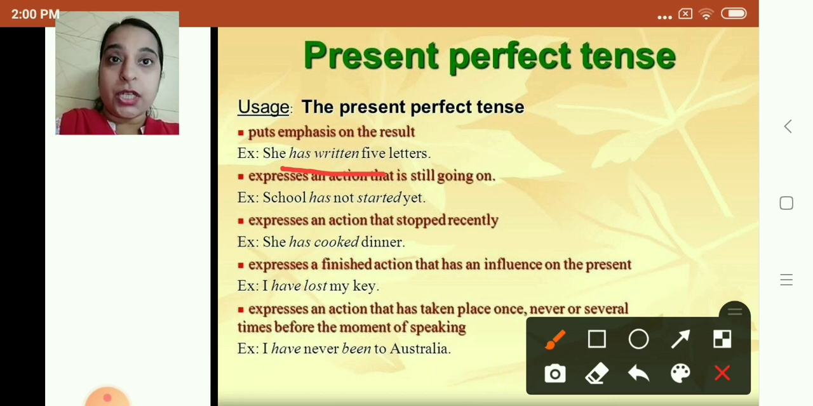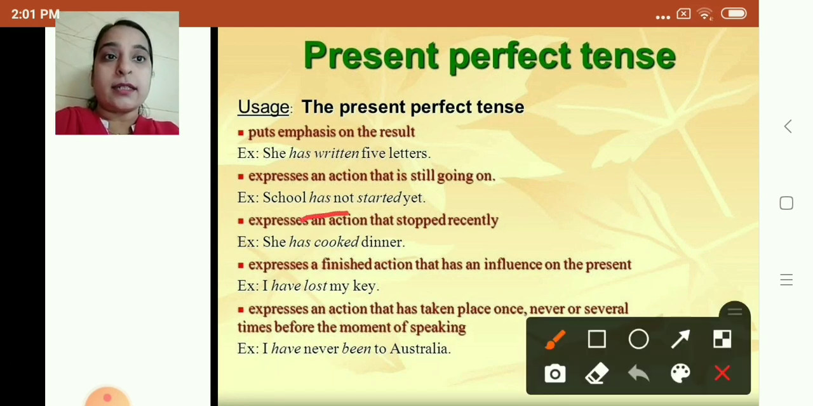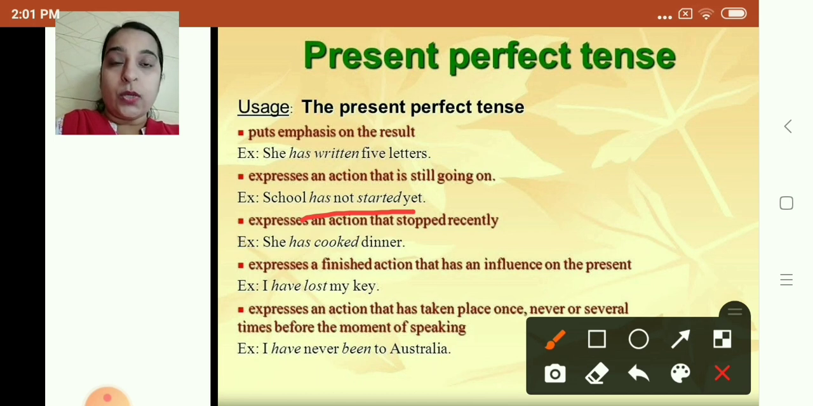So children, with she we have used has, and the past participle of the verb write, that is written. So she has written 5 letters. So the present perfect tense puts emphasis on the result. Then next, it expresses an action that is still going on. School has not started yet. So again has is used and started, that is the past participle, is used.